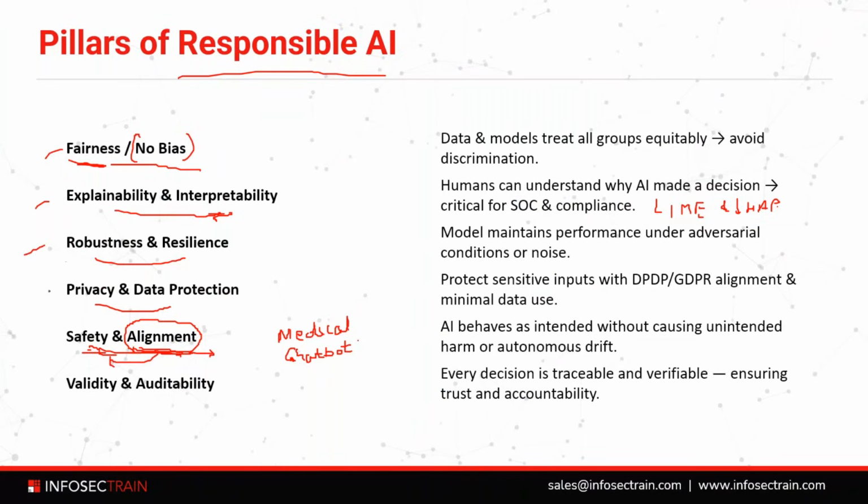We saw privacy and data protection, right? If you're feeding just any personal information, that can be used by the AI models for training, and then anyone can obtain it by performing a model inversion attack. There is a model inversion attack that can get the training data from the model, right? So it is a privacy issue also.